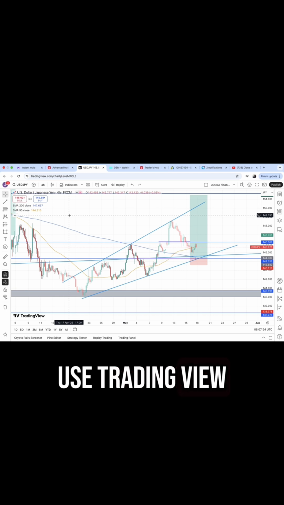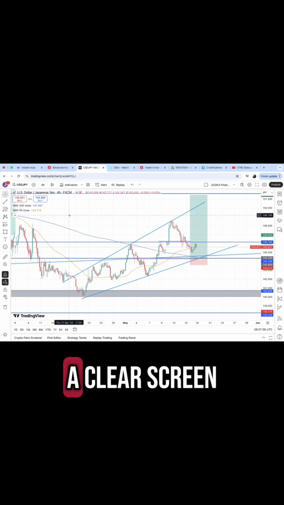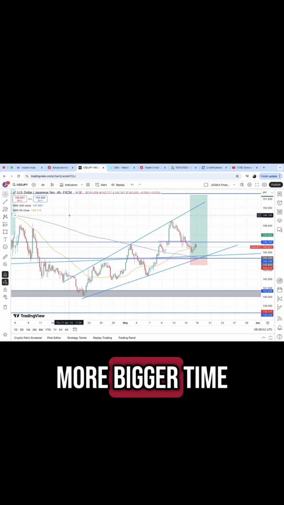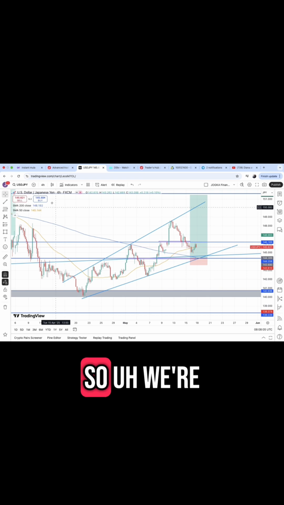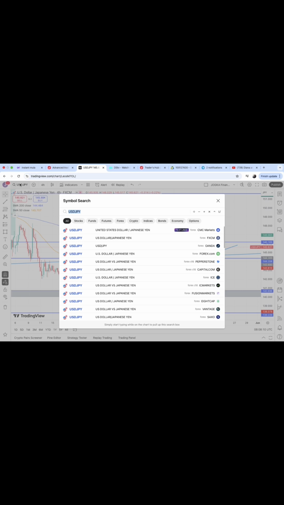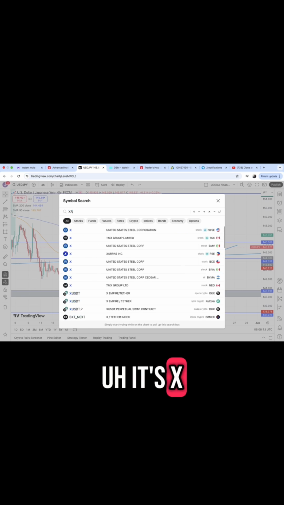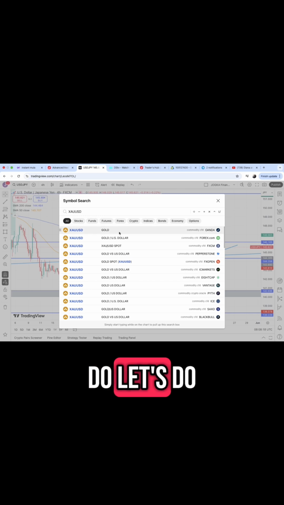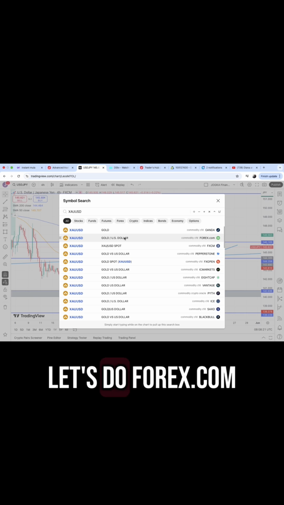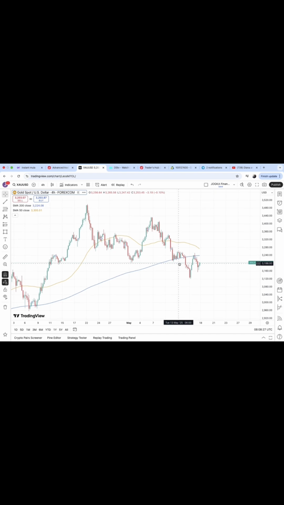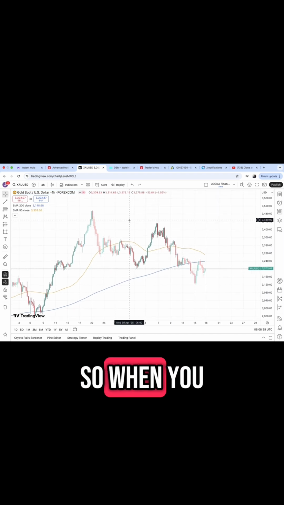We're going to use TradingView because it provides a clear screen for you to look at the charts, and also it provides more bigger time frames. So we're going to start right away with gold. We're going to search gold here. It's XAUUSD. We can do forex.com. Okay, now this is our chart. We are in H4.